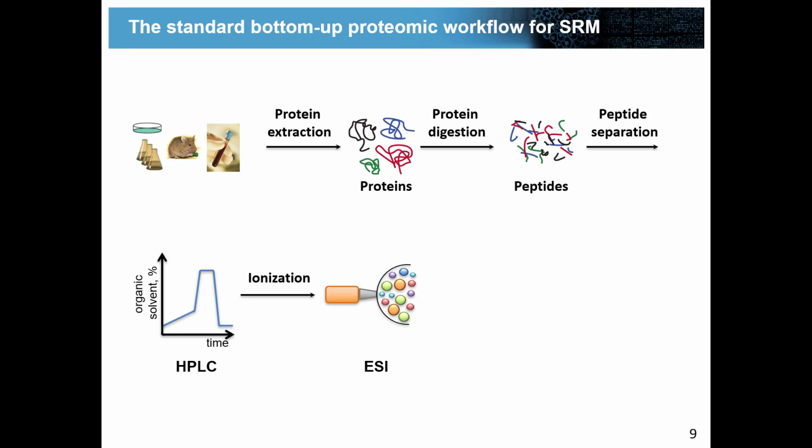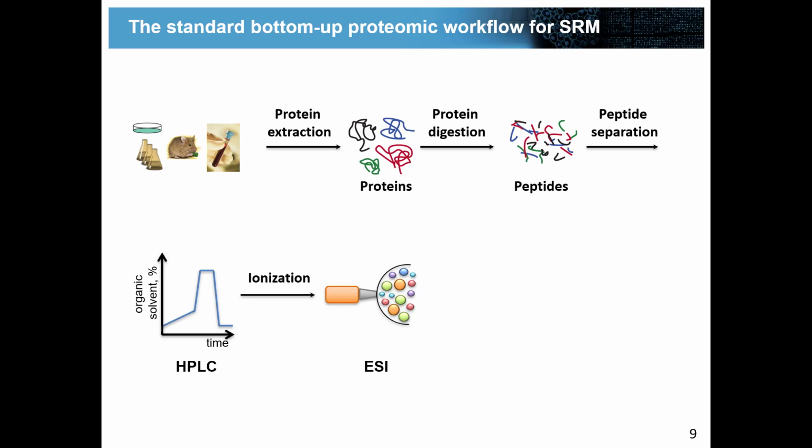This workflow includes that you always start with a sample that contains proteins from which you extract the proteins, digest them, and then you do at least one peptide separation HPLC step right online to your mass spectrometer. You ionize your eluting peptides, and up to this point, it really doesn't matter at all whether you are planning to do an SRM, a PRM, a DDA or shotgun, or DIA experiment.